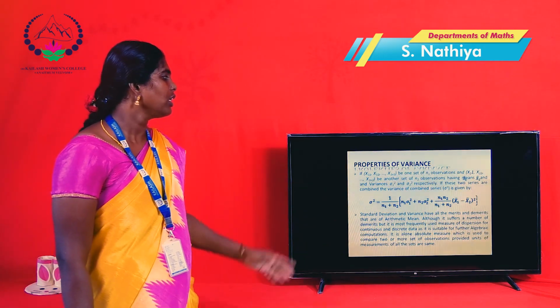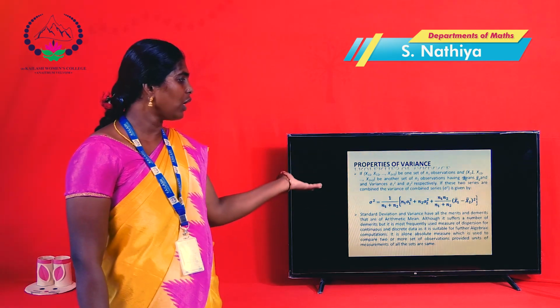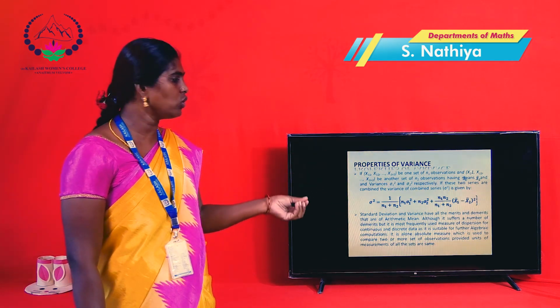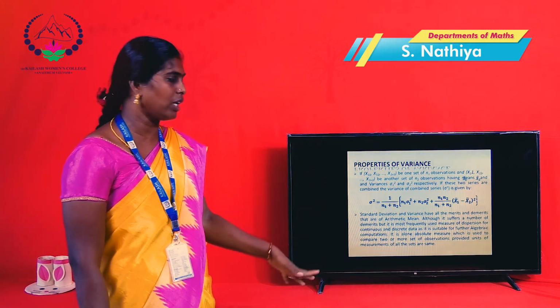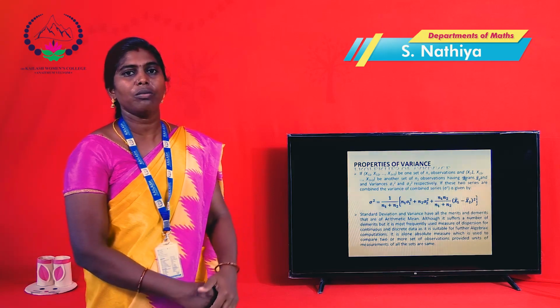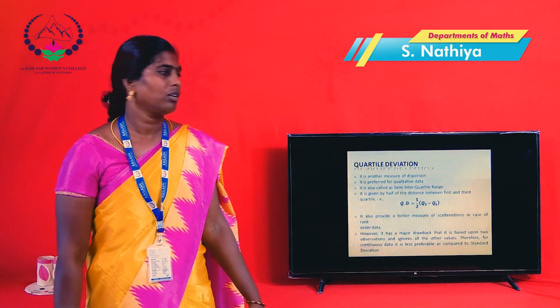Properties of variance. Sigma square equals 1 by n1 plus n2, into n1 sigma 1 square plus n2 sigma 2 square plus n1 n2 divided by n1 plus n2 into x bar 1 minus x bar 2, the whole square.